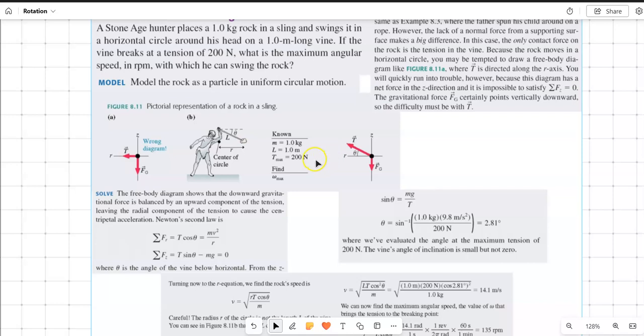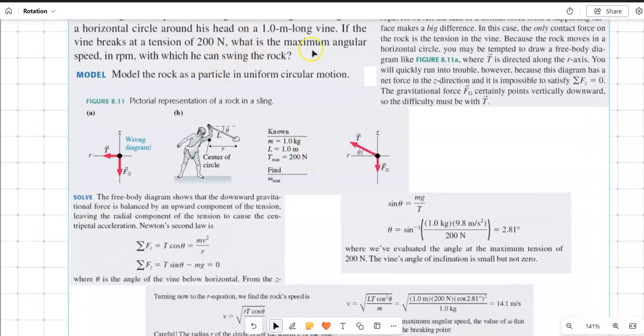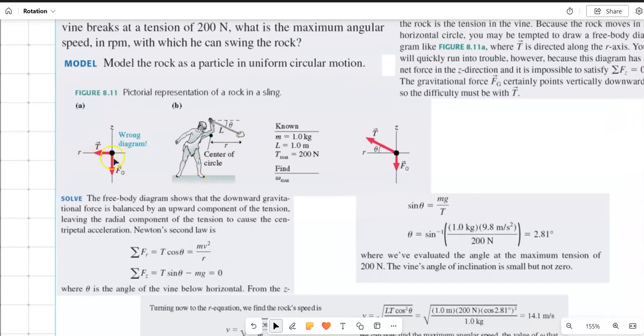But what does matter is this. In this problem, they basically say the vine might break at 200 newtons, and they want to know the speed at which it will be able to spin before it actually breaks. And they want to know it in terms of omega. So they're doing a force diagram right here, but they're also adding an angle to it.